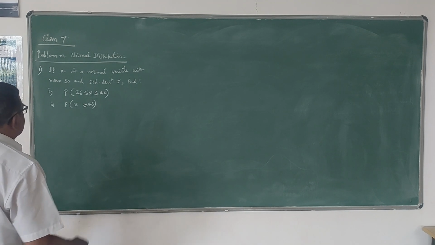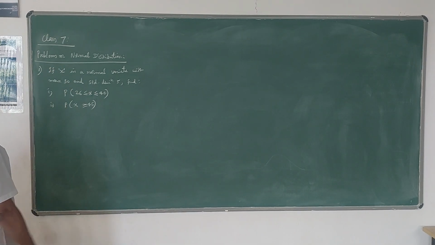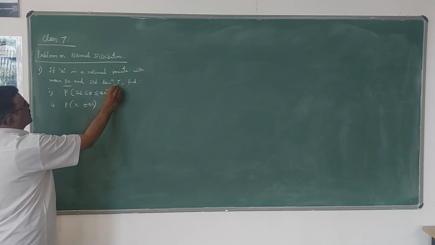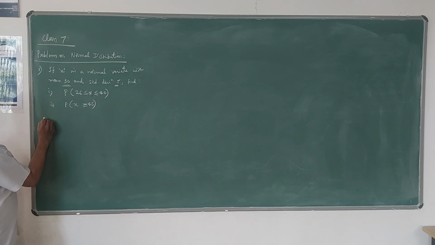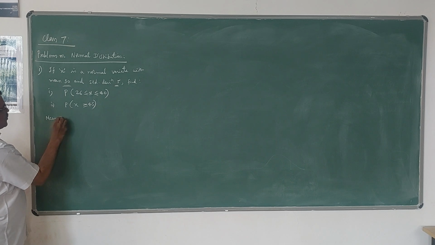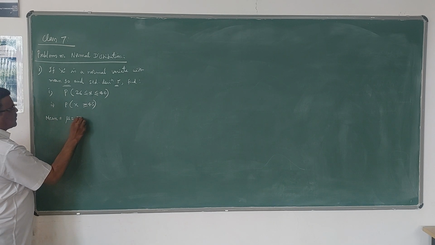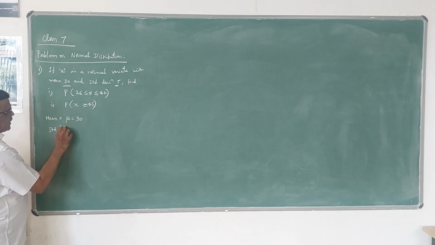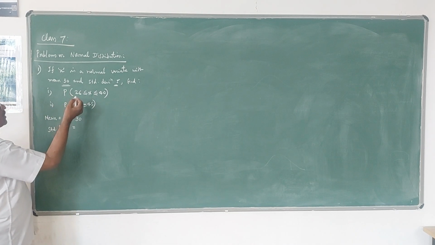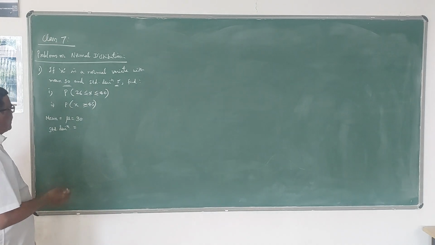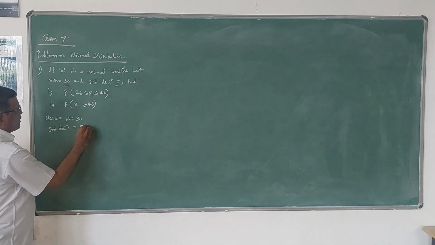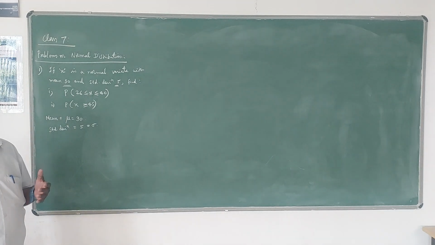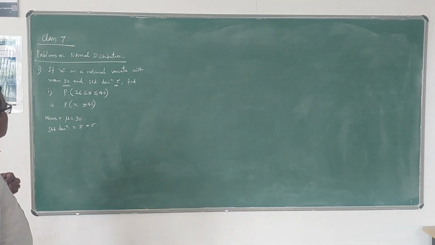So here he has given that x is a normal variate whose mean value is 30 and standard deviation is 5. So the mean value given is mu equal to 30. The standard deviation is sigma, which is 5. So let us adopt the standard normal distribution method.